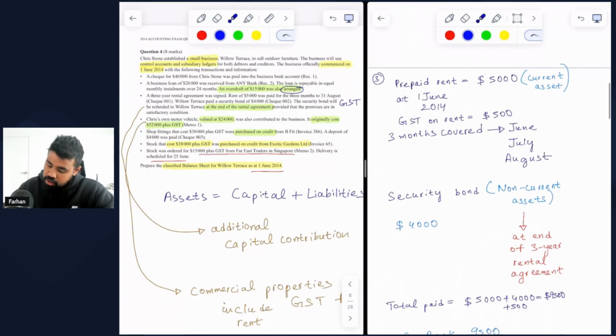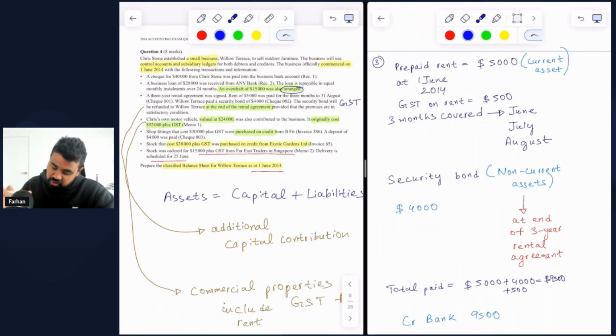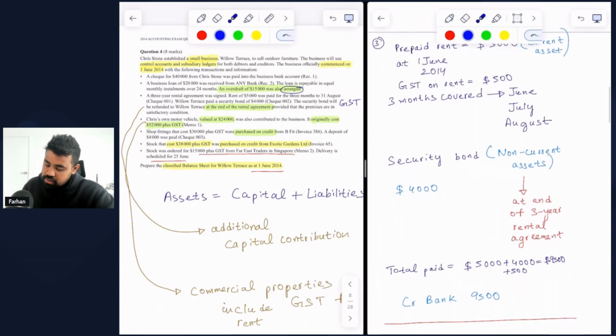All right. So how much have we paid in total, including the prepaid rent, the GST on the rent, and the security bond? So prepaid rent is 5,000, GST on rent is 500, and security bond is 4,000. So that makes it $9,500 that has been paid in total. And if I was to journalize this, I would be crediting bank by 9,500.